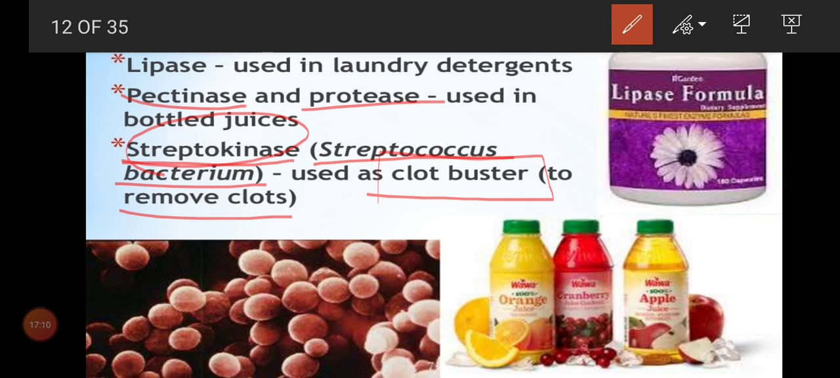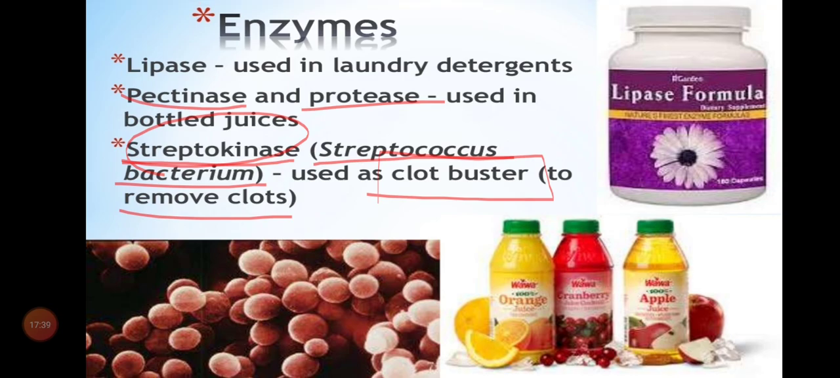Normally lipase is used to remove your oily stains, okay, because your costly dress may be affected by oily stains, and it will be removed by the lipase enzyme. And also our fruit juice is different from our bottle juice because they have used pectinase and protease enzyme. And a very important clot buster is your streptokinase enzyme, which we are taking from Streptococcus. Okay, and it is very important to prevent a person from a heart attack. If not, a person will be affected by heart attack.